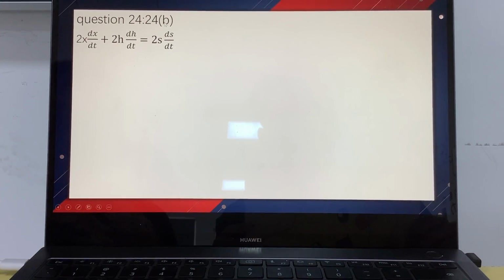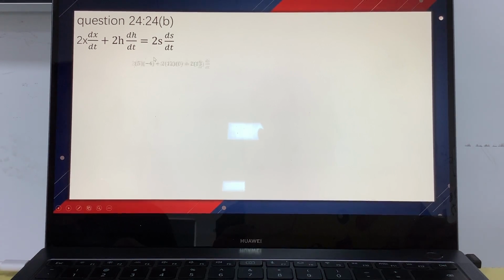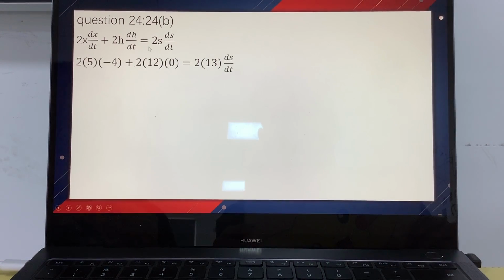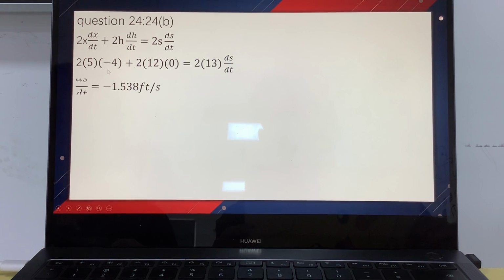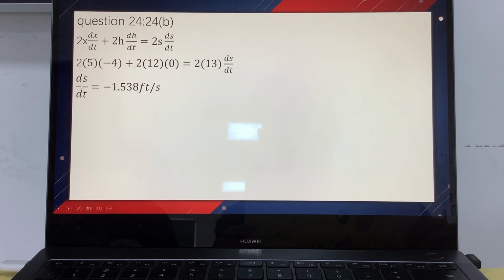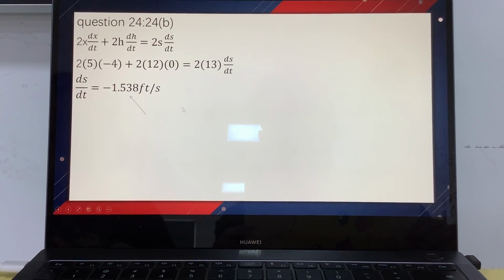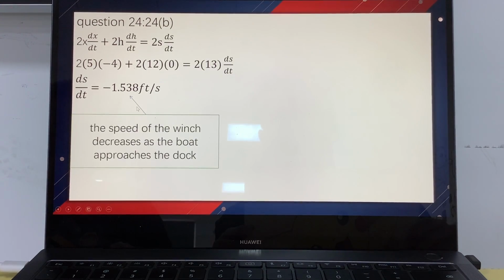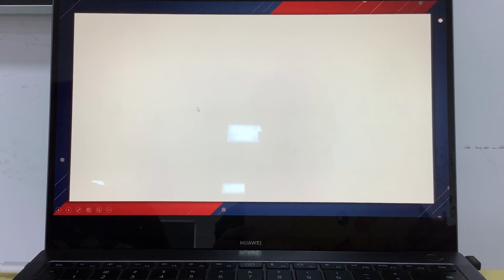And then we need to solve part B. 2x dx/dt plus 2h dh/dt equals 2s ds/dt. This is the basic information that we already have. And then we place the numbers into it, and we can easily find that ds/dt equals negative 1.538 feet per second. This means the speed of the winch decreases as the boat approaches the dock.